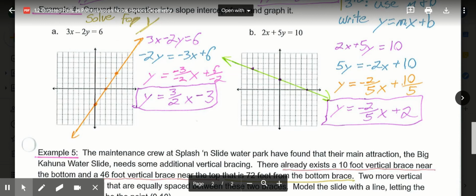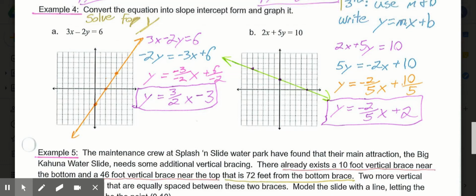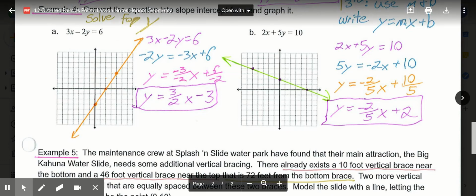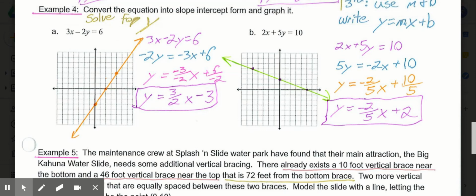So looking at our first one, A, 3x minus 2y equals 6. I'm going to start to solve for y by subtracting 3x from each side. Negative 2y equals negative 3x plus 6. And then to get y alone, I'm going to divide everything by the negative 2. So y equals negative 3 over negative 2x plus the positive 6 divided by negative 2, which simplifies to y equals 3/2 x minus 3.